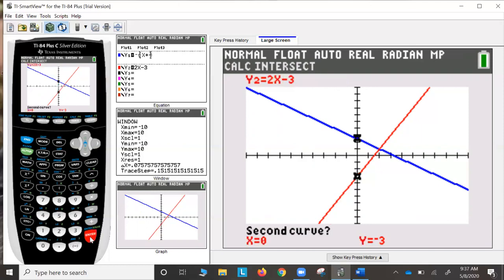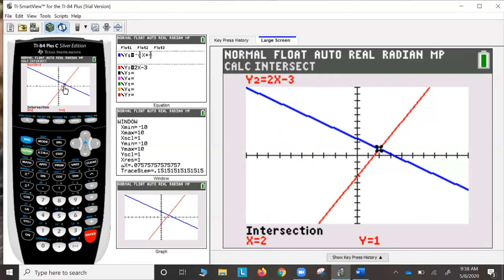I'm just going to click enter. Now it's asking, are we on our second curve or second line? Our second line was red. This is our second line. So yes, we will just click enter. And then we don't ever want to guess. So whenever it says guess, you just click enter to pass that. And here's our answer. Our intersection is at the point 2, 1.